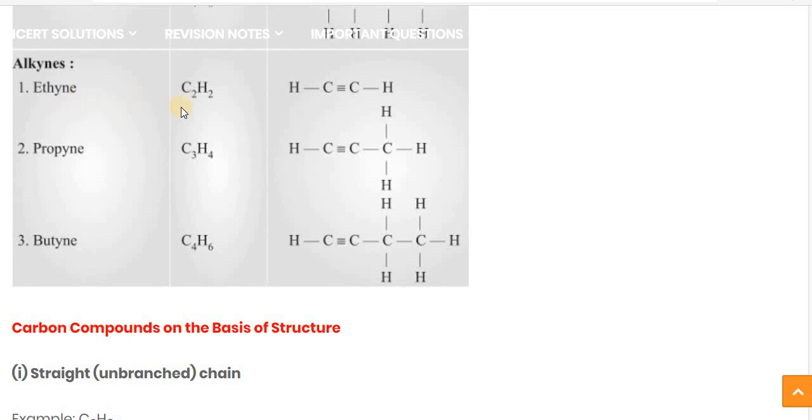So for ethyne, according to the general formula, if we put in the value, we get the formula C2H2, and the structural formula is H, C triple bond C, H. Ethyne means there are 2 carbons, and yne means there is a triple bond between the 2 carbon atoms. Then after that propyne: prop means 3 carbon, and yne means there is a triple bond between the carbon atoms.